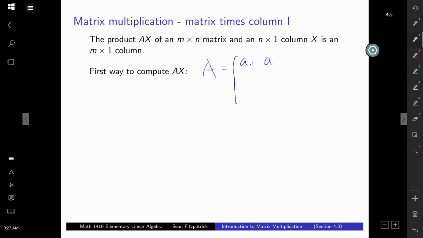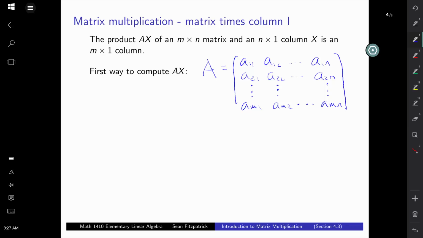So I have A11, A12, down to A1n, A21, A22, over to A2n, okay, down to Am1, Am2, and across to Amn. Okay, so there's my m by n matrix, and I want to divide things up like this. I want to think of this as being row 1, here is row 2, and so on down to the last row, row m.